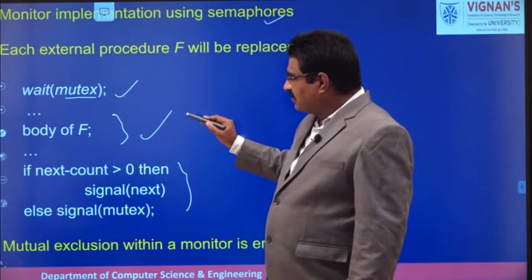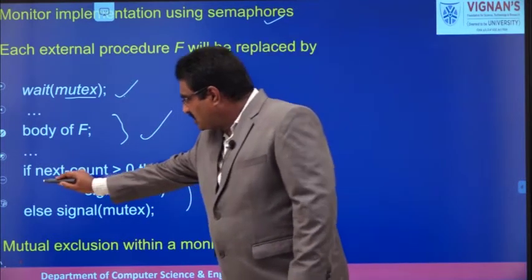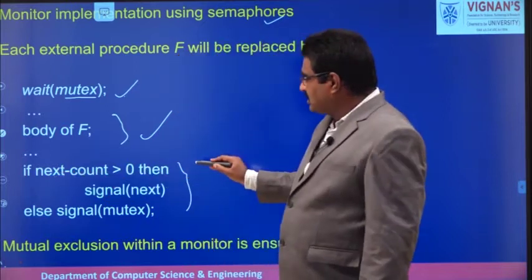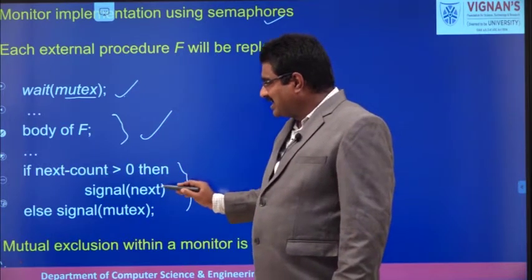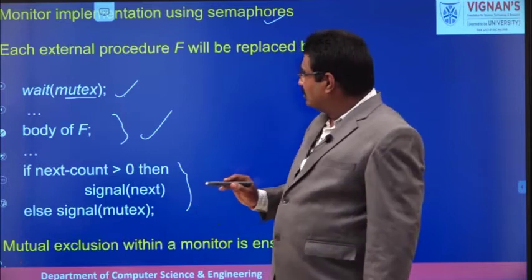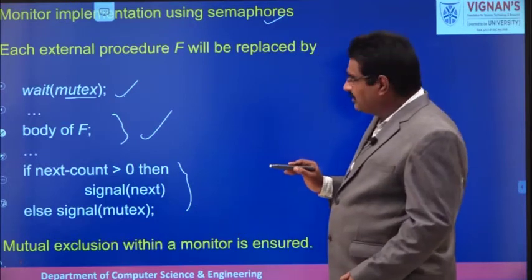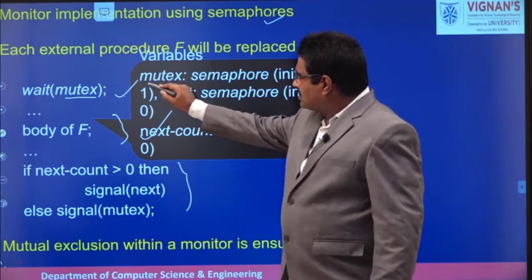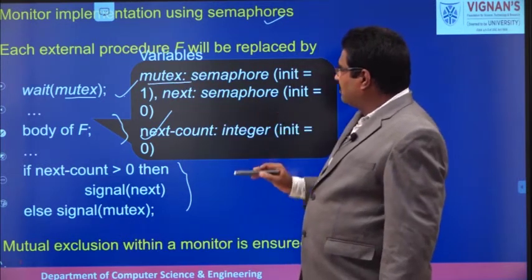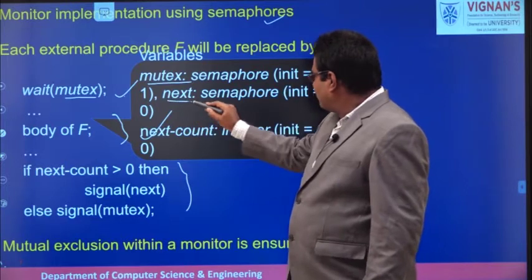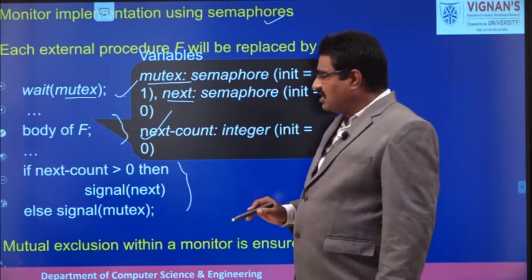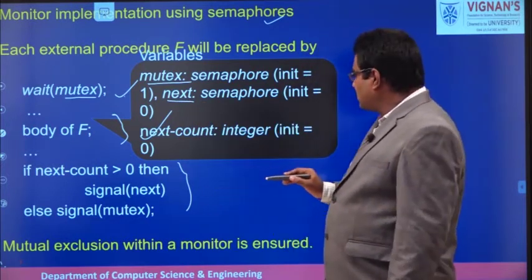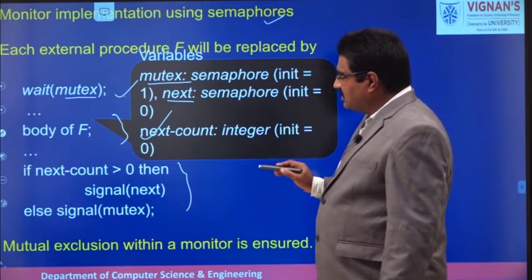After completion of the function body execution, we use the statements: if next count is greater than 0, then signal next, else signal mutex. These are the data items we are using. Mutex is a binary semaphore and its initial value is 1, next is also a binary semaphore, its initial value is 0, and next count is an integer variable, its value is 0.